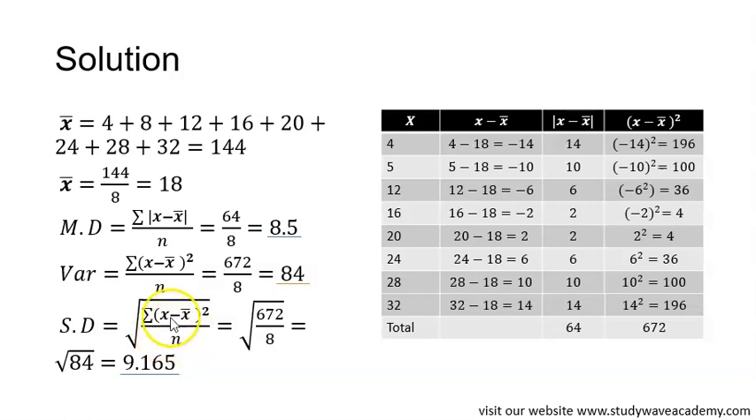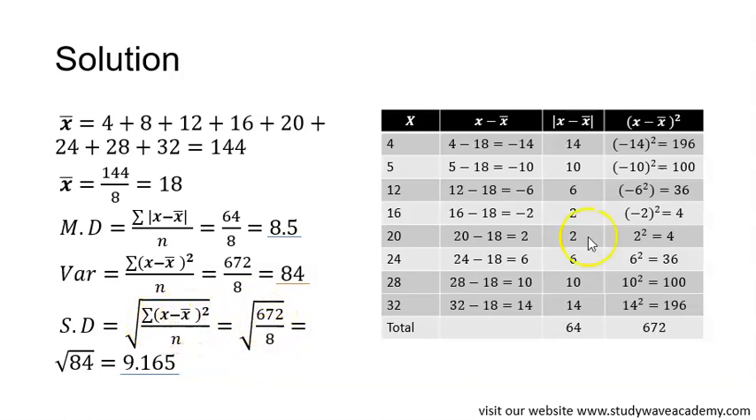You know, what we have here is the formula for variance, okay? The sum of x minus x bar squared over n, right? This is the formula for variance. So the standard deviation is the square root of the variance. But we're still going to be using this long process, the one I'm going to show you next. Okay, so the square root of 672 over 8.